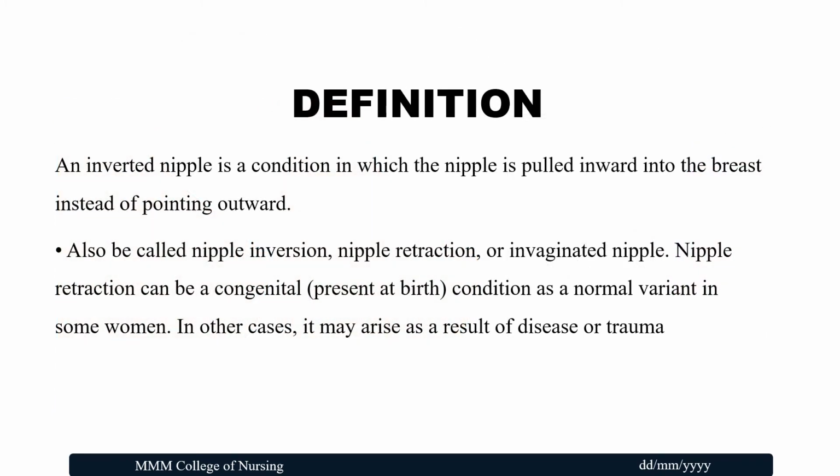An inverted nipple is a condition in which the nipple is pulled inward into the breast instead of pointing outward. That is an inverted nipple. It may also be called nipple inversion, nipple retraction or invaginated nipple. Nipple retraction can be congenital, a by-birth condition, as a normal variant in some women. In other cases, it may arise as a result of disease or trauma.